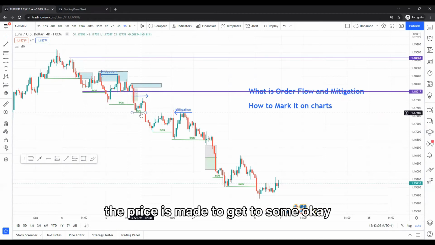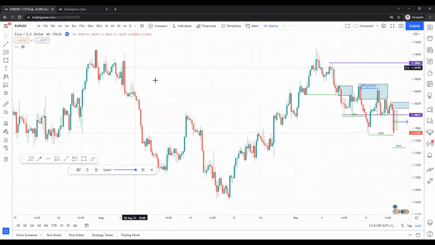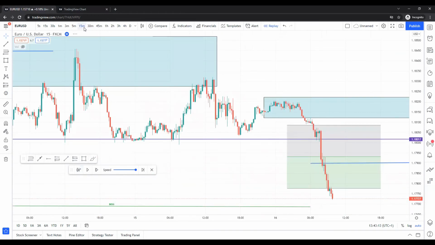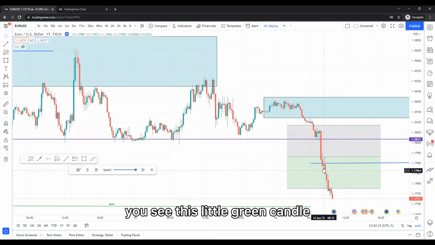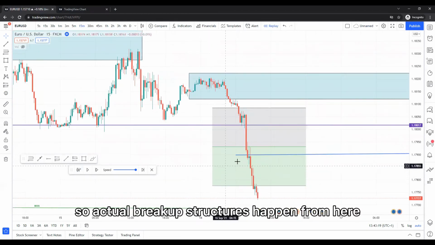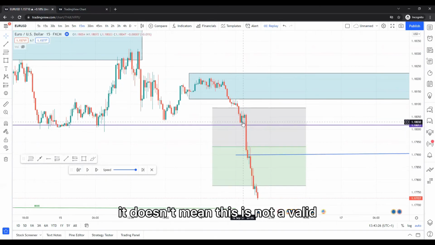So price is mitigated. Okay, I'll show you what I mean, okay. Let's go back here and see what is there. You see, if you go to the lower time frame, you see this little green candle. This is where price is reacting from. So the actual break of structure happened from here. So that's where it is mitigated. It doesn't mean this is not valid.